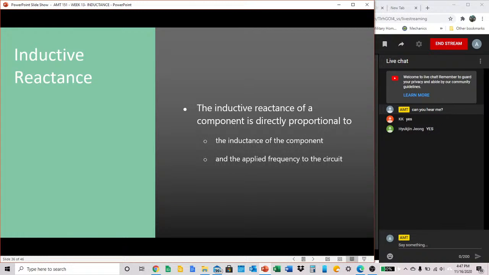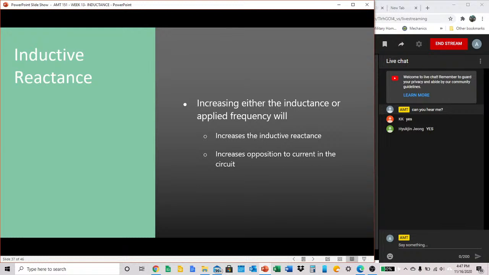The inductive reactance of a component is directly proportional to the inductance of the component and the applied frequency to the circuit. Increasing either the inductance or applied frequency will result in an increase to the inductive reactance and increase opposition to the current in the circuit.